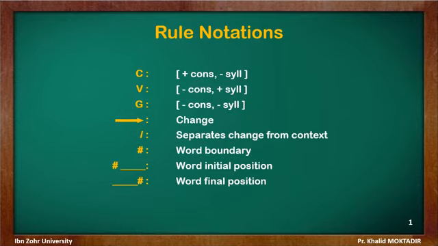Now the first symbol stands for C. It represents consonant. Then we have a vowel, and below that is a glide. The arrow is a symbol for the change. The slash separates the change from the context where the change takes place. And then we have the word boundary, and we use the word boundary in two positions. For word initial position, as you can see, and for word final position.